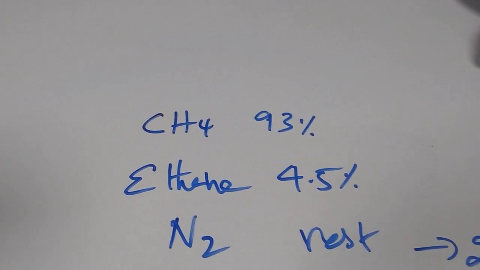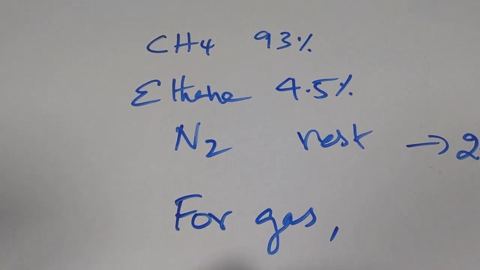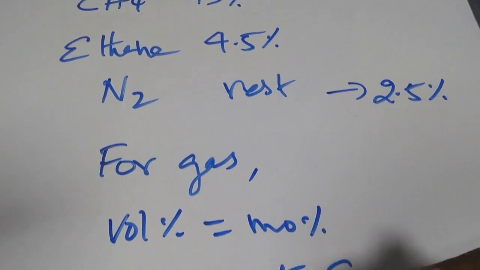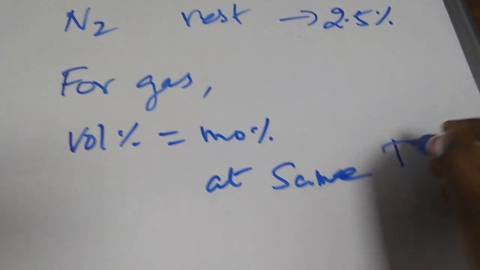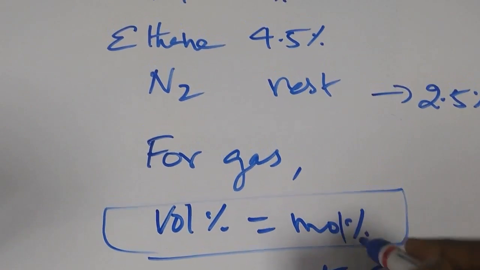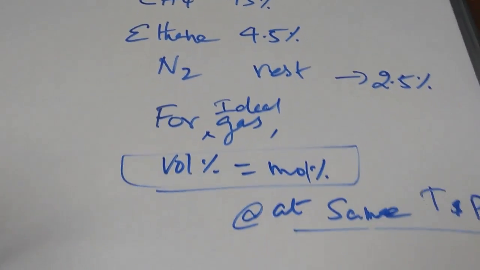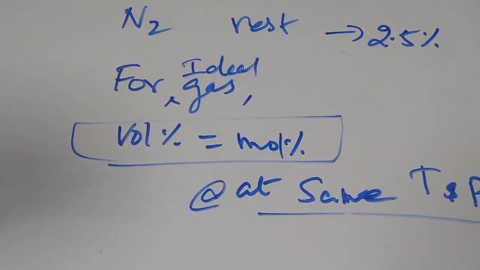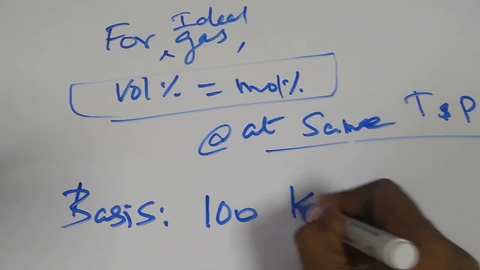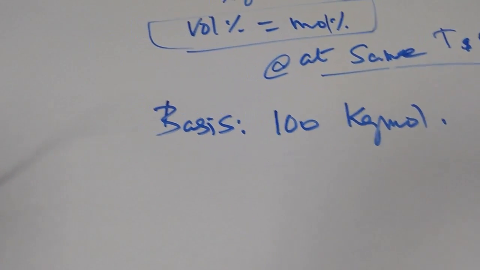Okay. So what will be the basis? We know that for ideal gases, volume percent equals mole percent at the same temperature and pressure. So we are going to take a basis of 100 kg moles, and we have three components.